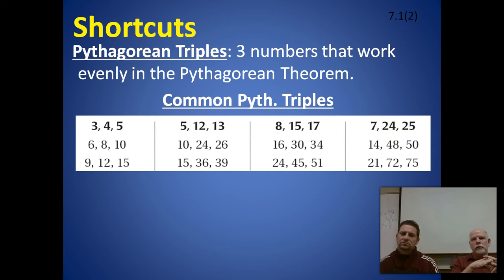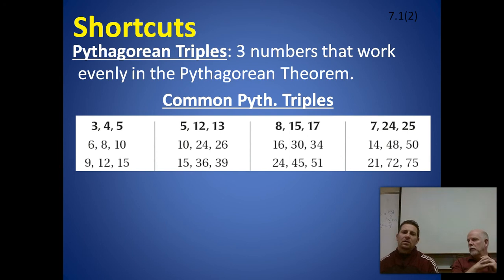Okay? 7, 24, 25, that's kind of a weird one when you draw that because the 24 and 25 are so close to each other, and then that third side is really short compared to those. But it does work. 49 plus 576 is equal to 625, which is 25 squared. So all those are perfect Pythagorean triples. The top row there of 4, you really need to do your best to memorize those.